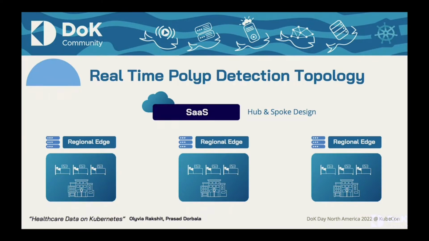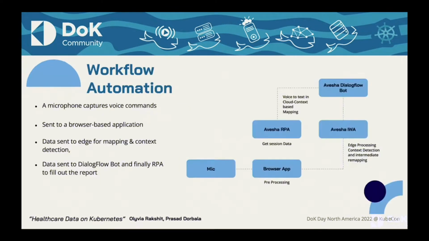And this is where we are going with the system, where there will be multiple regional hospitals, and each room would have a feed node collecting data from the patients, and there'll be multiple edges that are processing the data. And in this hub and spoke model, there will be real-time inferencing for the doctors and the nurses, and also real-time voice processing as they are recording their findings into a report.